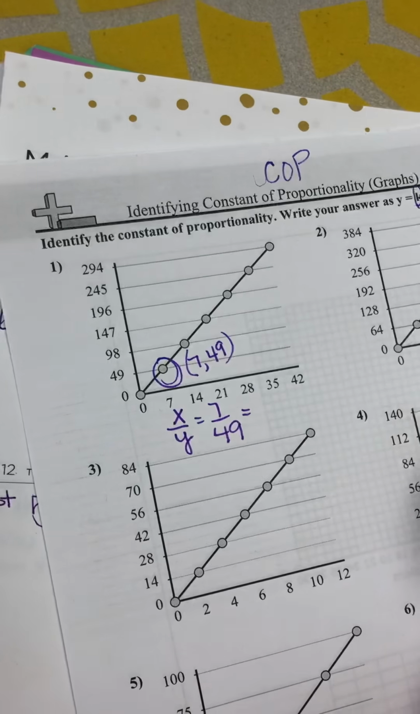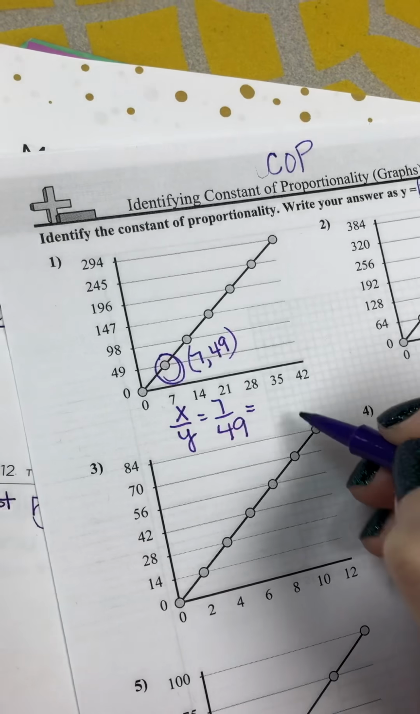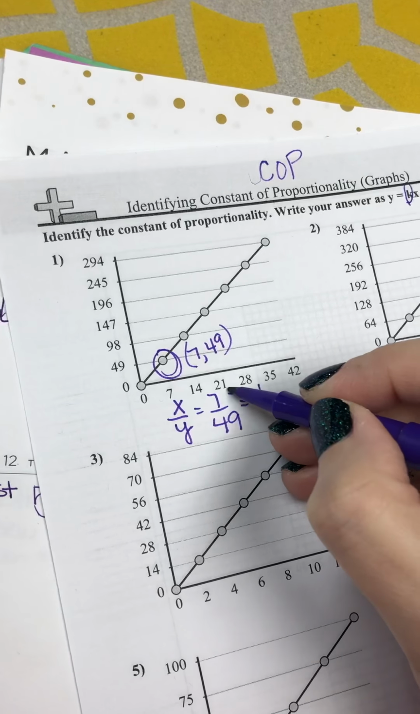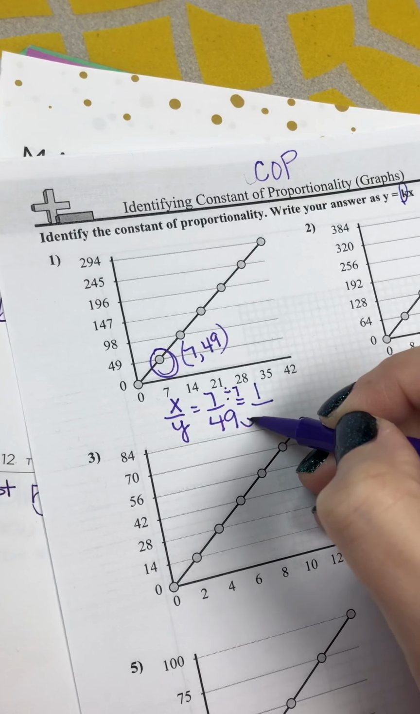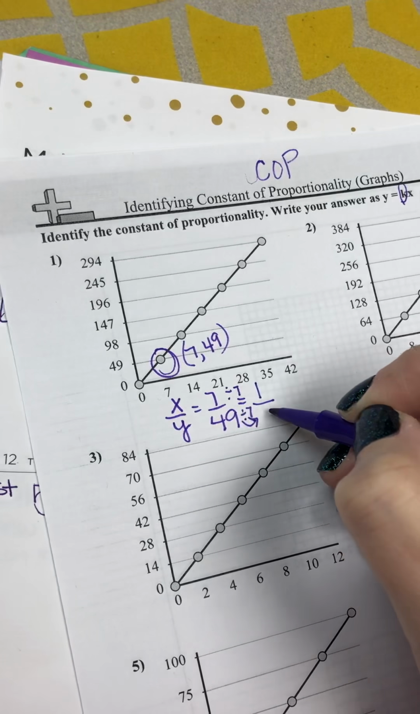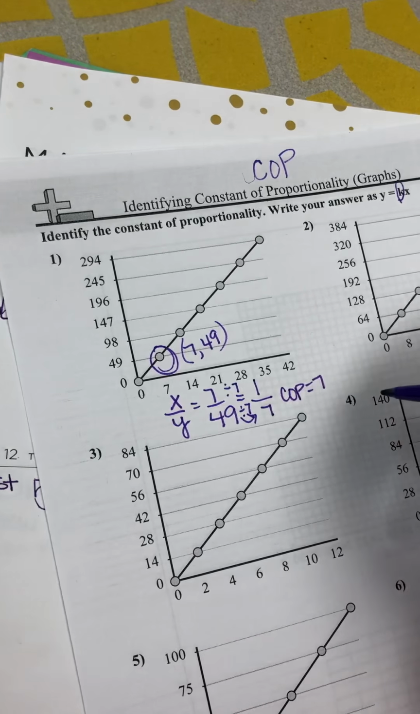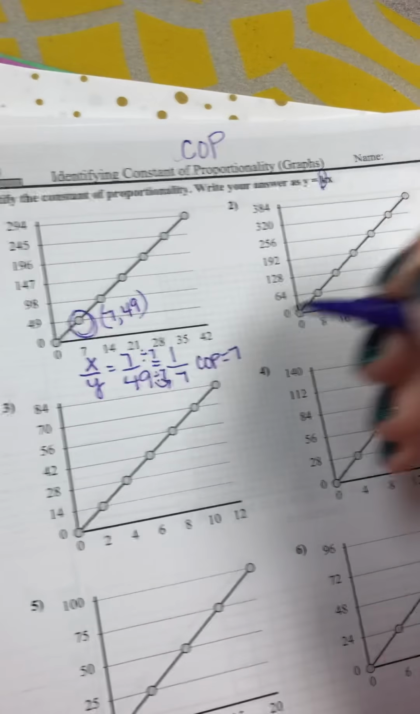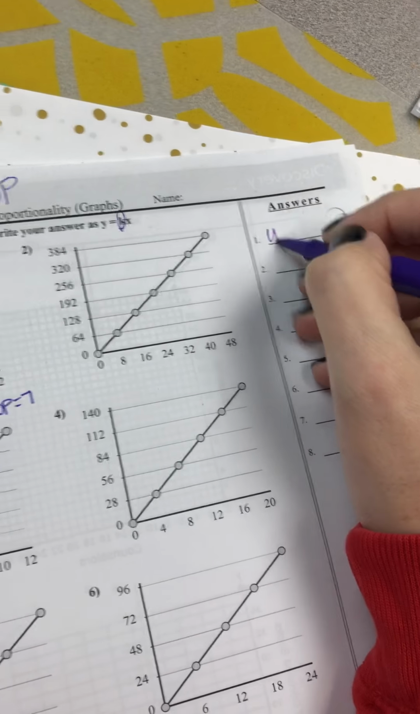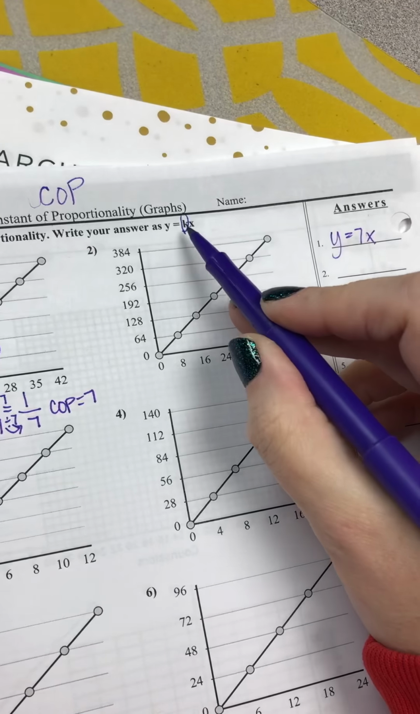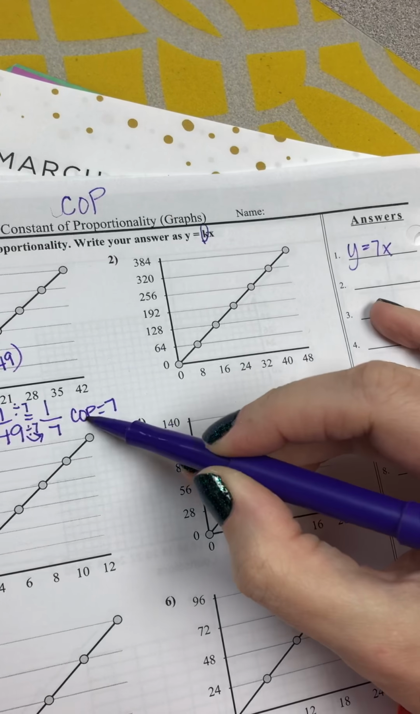Now remember, constant of proportionality means how many Y's per one X. So you want to get X to a 1. So how do I get from 7 to 1? I divide by 7. I do the same thing to the bottom. So 49 divided by 7 is 7. So the constant of proportionality is 7. Writing that in an equation, I need to write it as Y equals 7 times X, because that's the K, which is the constant of proportionality.